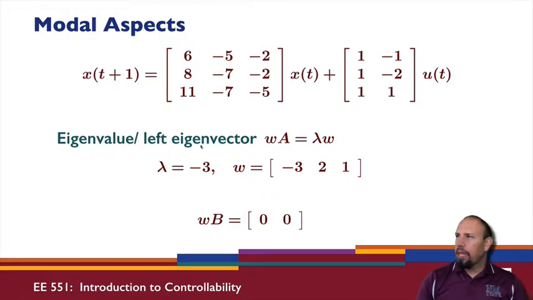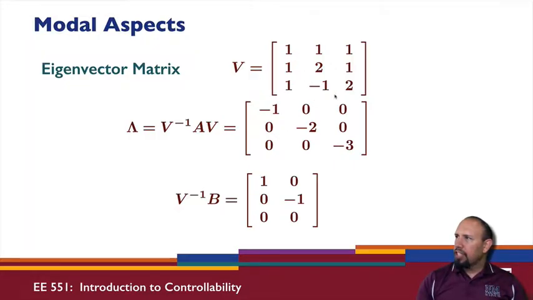Now, in terms of modal aspects, suppose I have this system in discrete time, and I can show that I have this left eigenvalue and eigenvector relationship. So lambda is equal to -3, w is given by this vector. I can go through and show that if I multiply this times this matrix, I will get -3 times this vector. And I can also show that if I take this vector and multiply by this B matrix, I will get 0 and 0. So this is an example where I have a left eigenvector that proves that my system is not controllable.